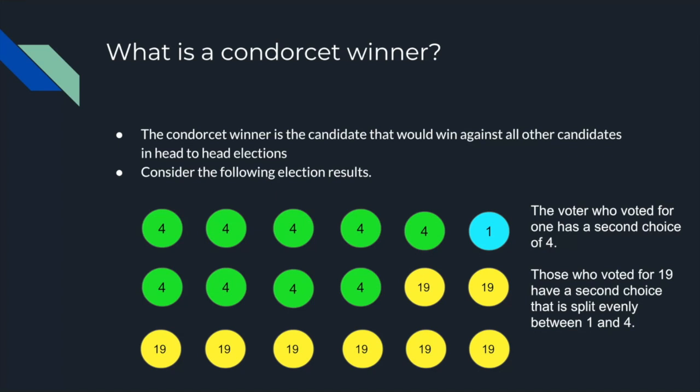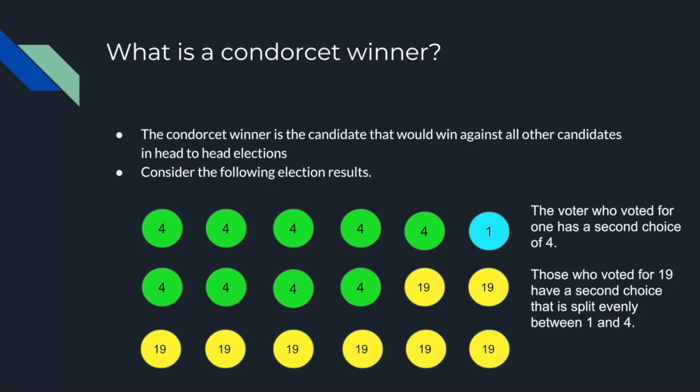Suppose Pat Dragon's class is holding an election to determine the best number. The candidates are 1, 4, and 19, where the winner is determined by the candidate with the most votes. Suppose the votes are distributed as follows. Note that 4 wins the election with 9 out of 18 votes.